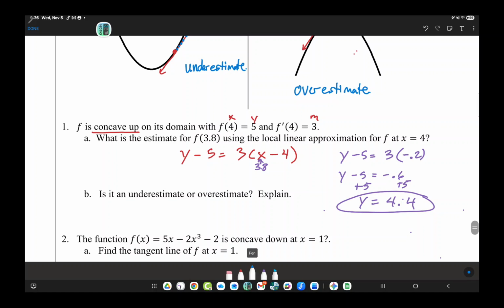Now, is this an underestimate or overestimate? And we said if it's concave up, it is always going to be a what? Underestimate, right? So the reason for this, as I just said, it is an underestimate because f of x is concave up at x equals 4.